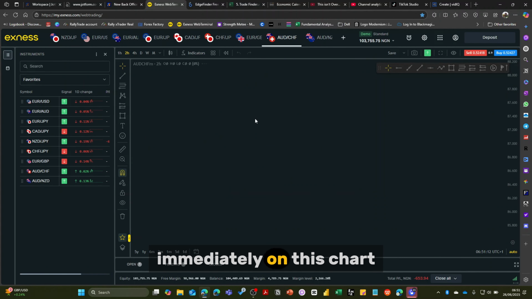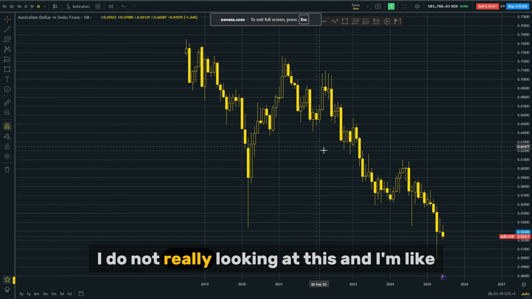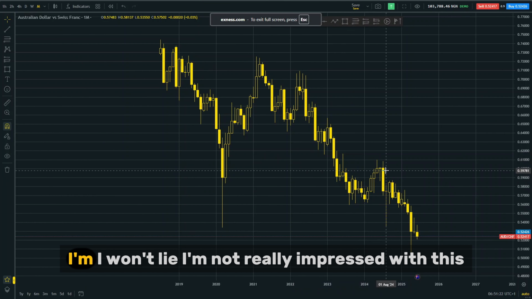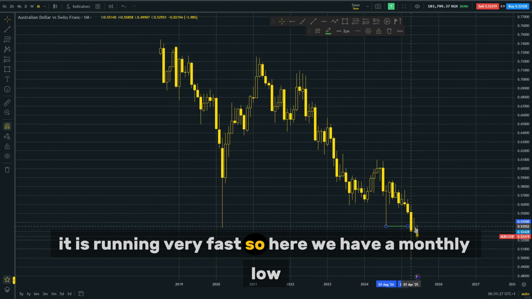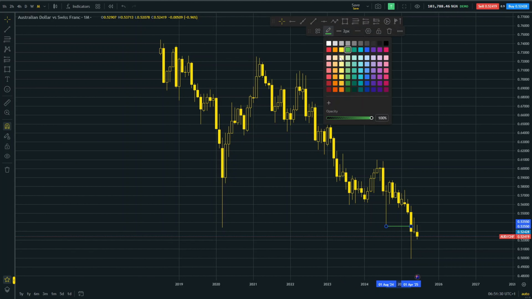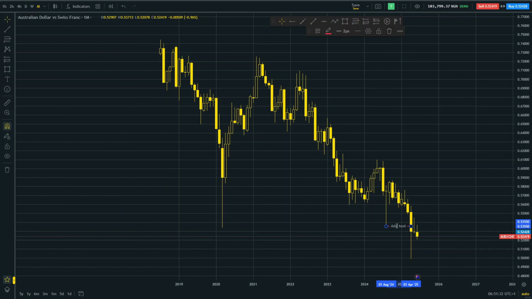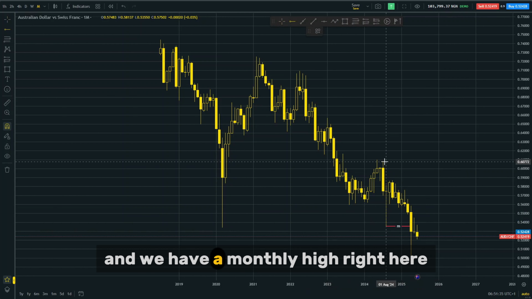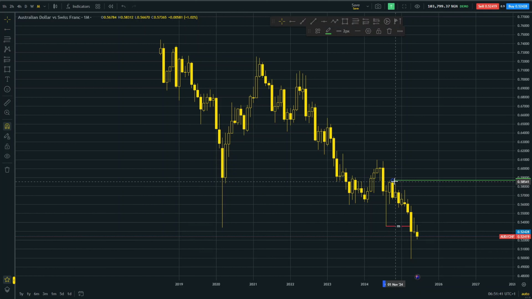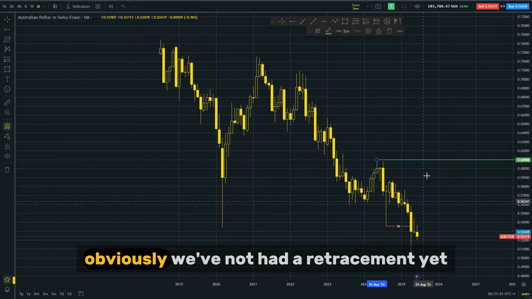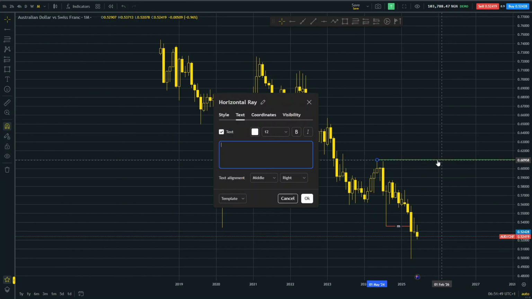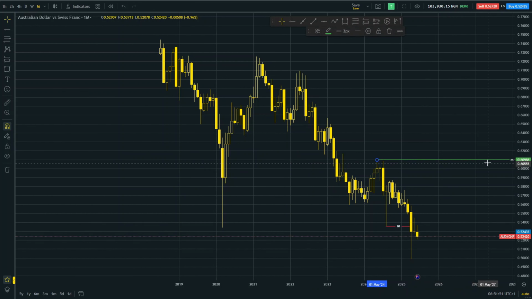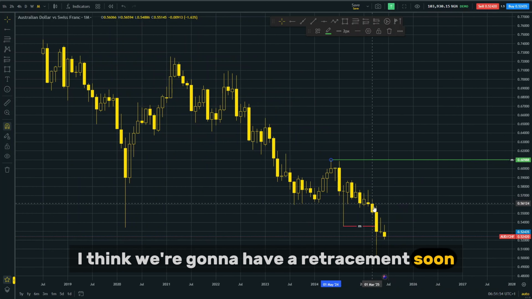First and foremost, on the monthly, I'm looking at this and I won't lie, I'm not really impressed with this. It is running very fast. So here we have a monthly low, and we have a monthly high right here. The last high that led to this low, obviously we've not had a retracement yet, so this is a monthly high. I think we're going to have a retracement soon.